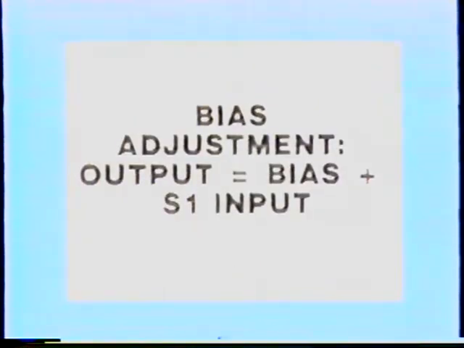The output of the biasing is calculated in this formula. Branch output is equal to the bias adjustment plus the input at S1.